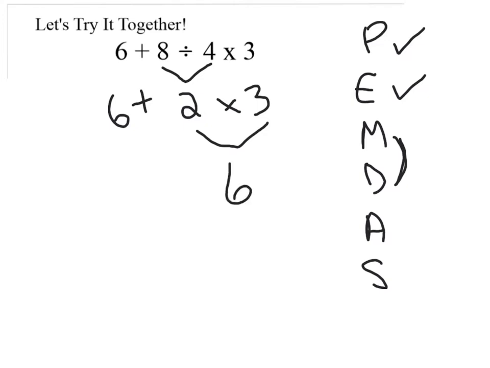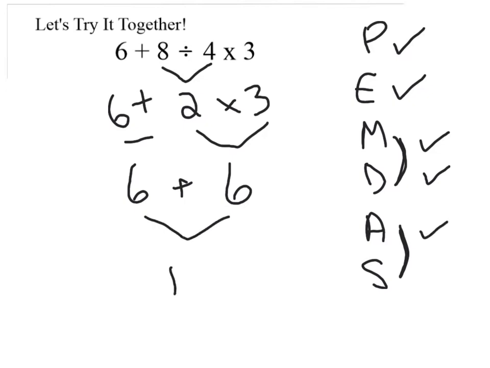Now I'm going to rewrite the rest of the problem and bring down my other number. So I have not used 6 plus. So I'm going to add 6 plus 6. I'm done with multiplication and division, so I'm going to look for addition or subtraction. The only thing I see is addition. So I'm going to add 6 plus 6, and I get 12 for my final answer of this problem.